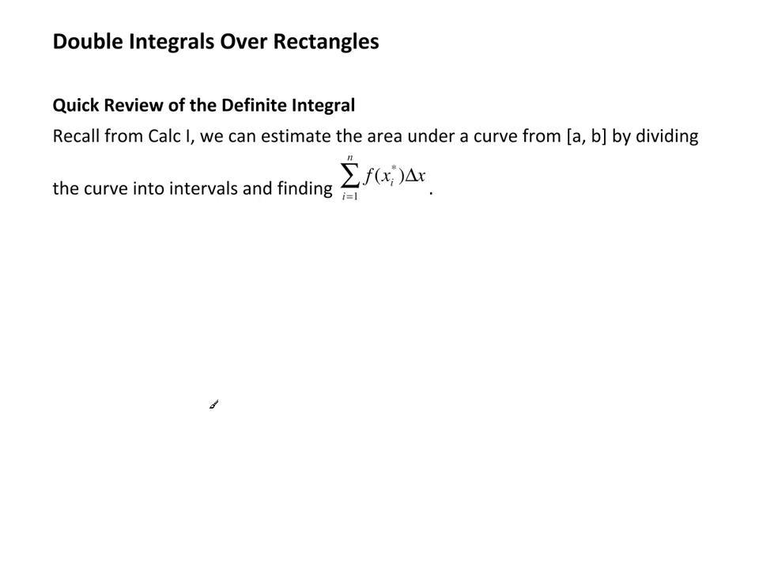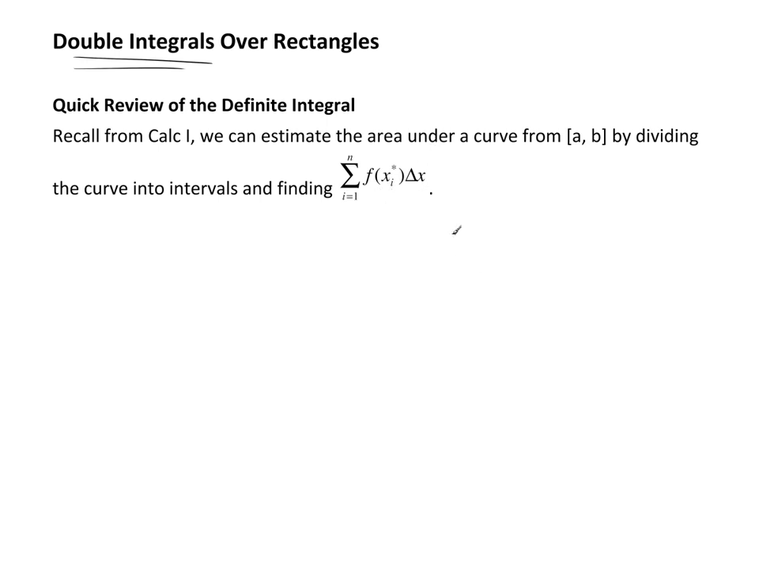Let's start this section with a quick review of the definite integral. Just remind ourselves what the basis of the definite integral was, because we're about to need it when we start getting into the idea of double integrals over rectangles. First of all, recall from Calc 1 that we can estimate the area under the curve from a to b by dividing the curve into intervals and then finding the sum of f of xi times delta x.